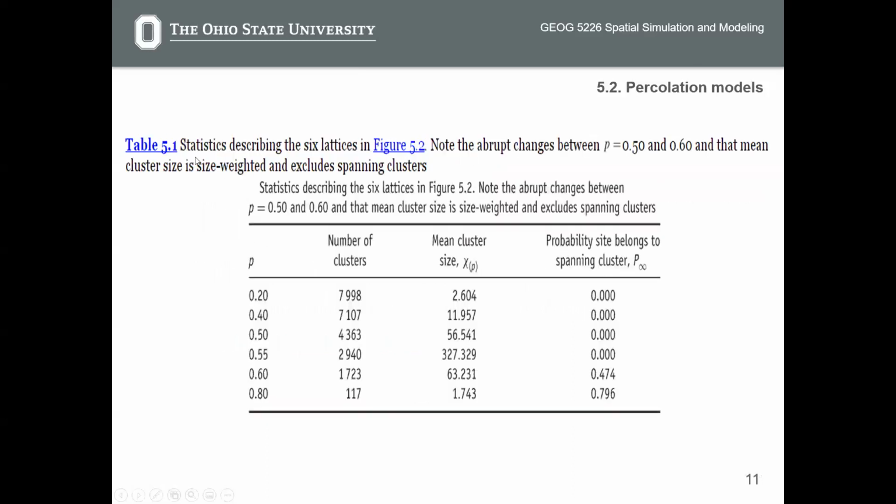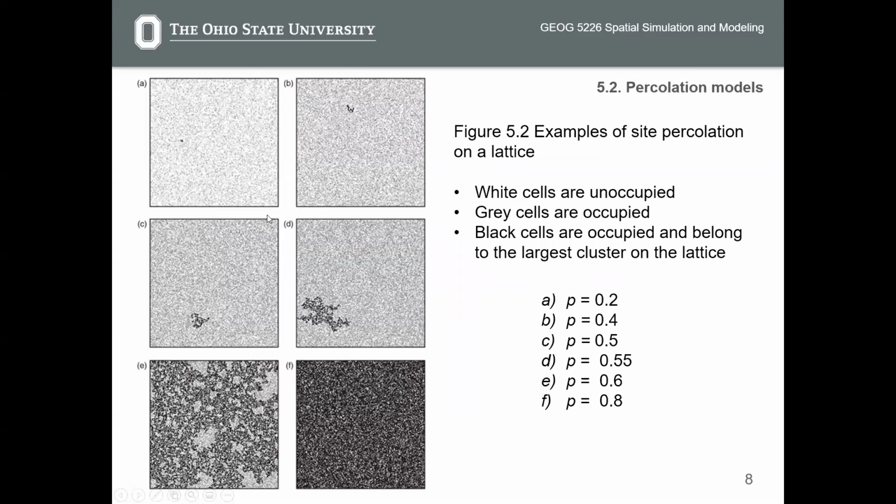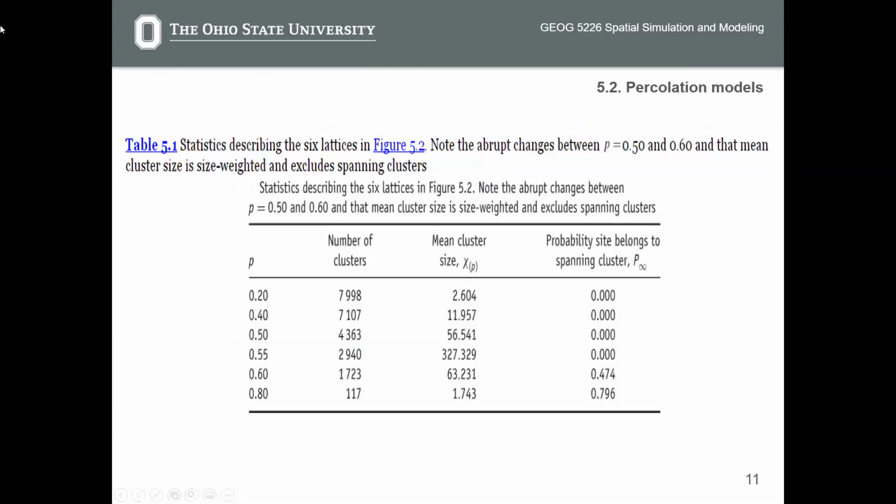Okay. This is a table of statistics describing the 6 lattices in figure 5.2. Okay, what is figure 5.2? These 6 figures. Still remember, they have different values for p, which is the proportion of occupied cells. Okay, let's get back to this table. First column p, from 0.2 to 0.8, 6 rows, 6 figures from figure 5.2, right? Number of clusters: when the p-value is very small, there are so many clusters, and when the p-value increases, the number of clusters decreases because there are more and more big clusters, right?